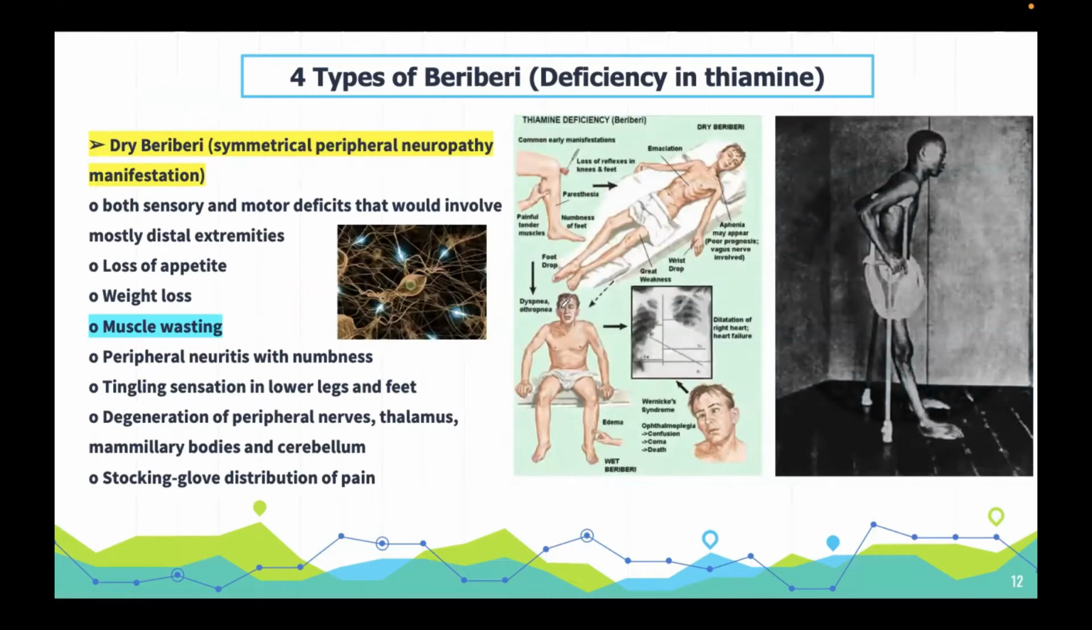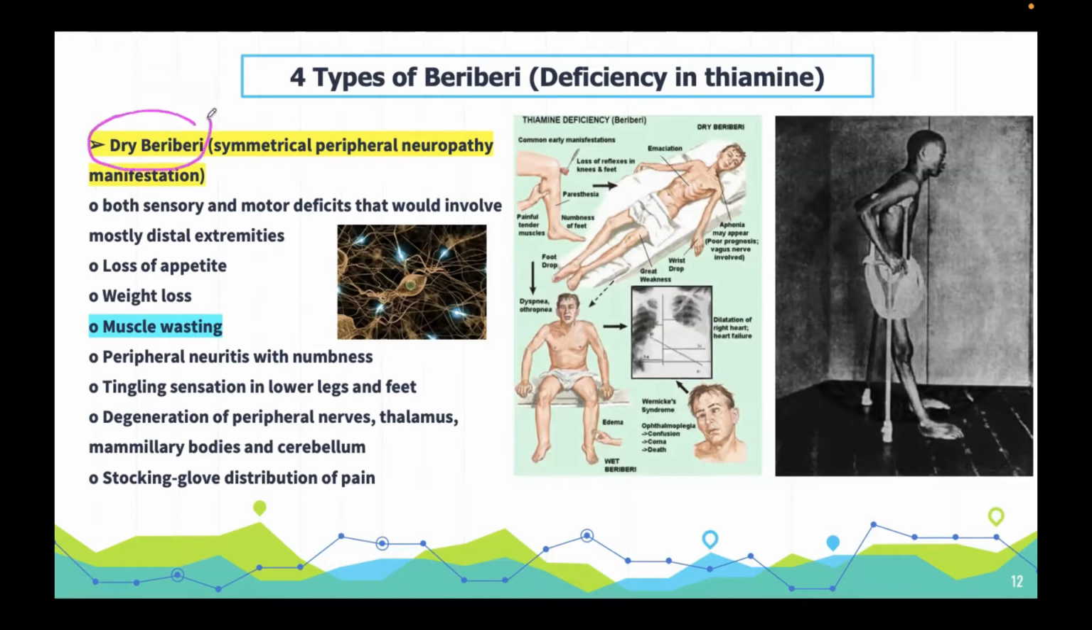So, number 1, we have 4 types of your beriberi. Okay, matatandaan, meron po tayong dalawang diseases associated mainly for your vitamin B1. We have your beriberi and the Wernicke-Korsakoff. Si beriberi, meron pa siyang 4 types. Okay? Umpisahan po natin sa dry beriberi.